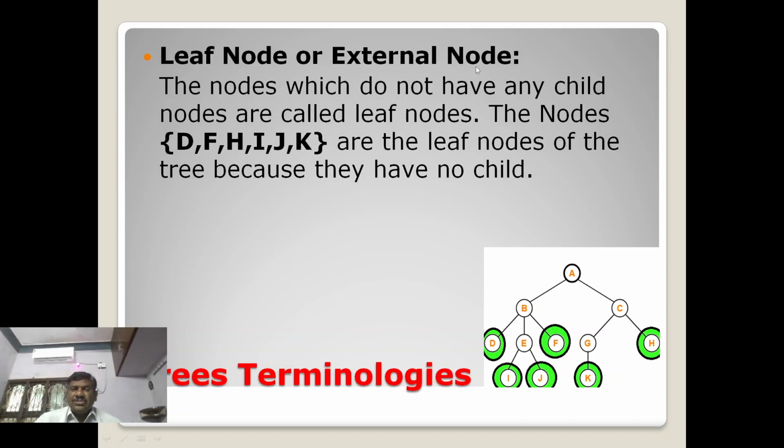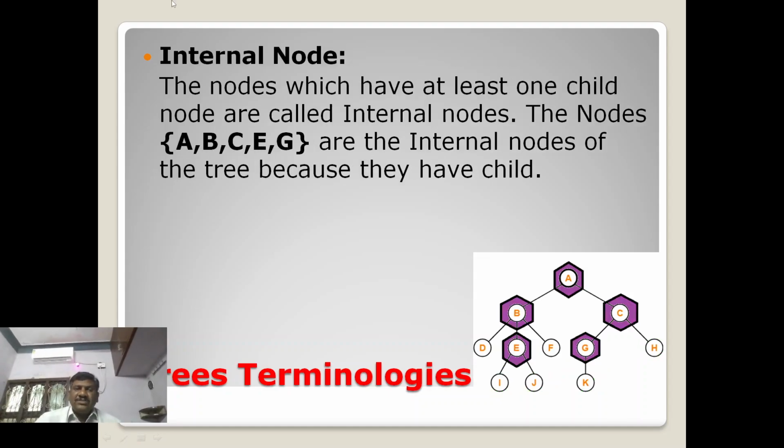If there is an external node, similarly there will be an internal node. What is the internal node? Any node which has at least one child is called an internal node. See, A has 2 children, no problem. The thing said over here is a node which has at least one child. See, G has only one child, so this is also an internal node. So any node which has a child is called an internal node.